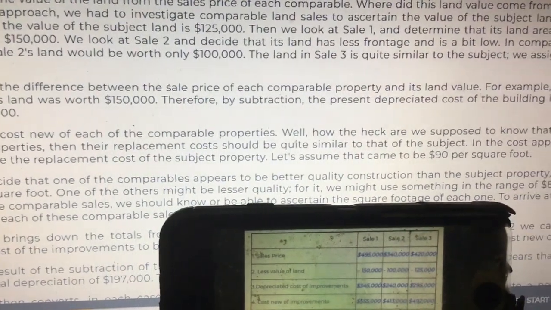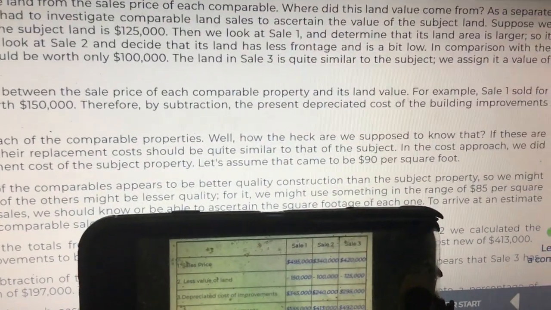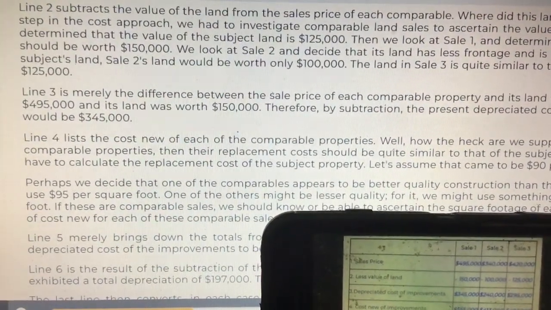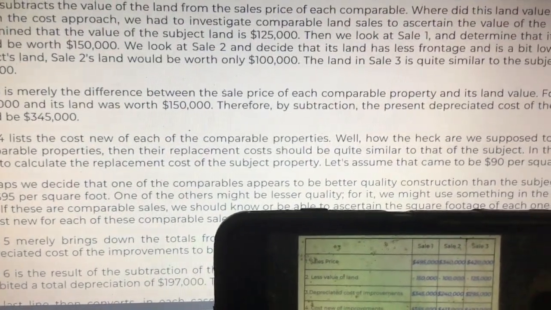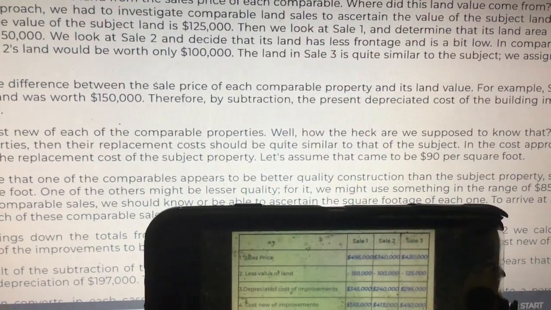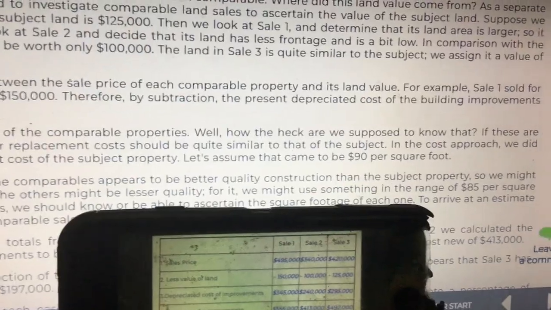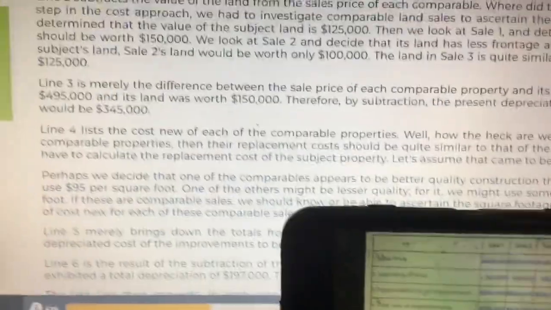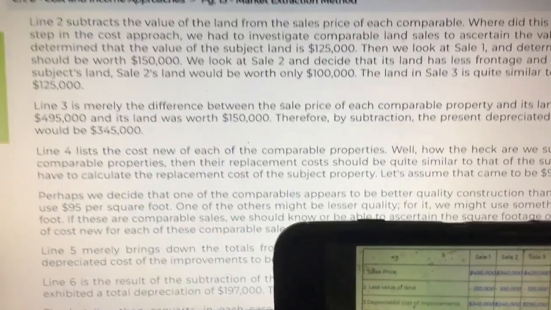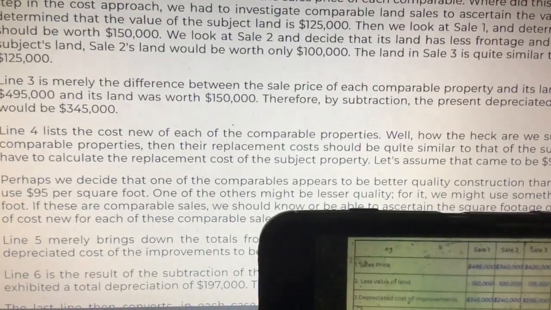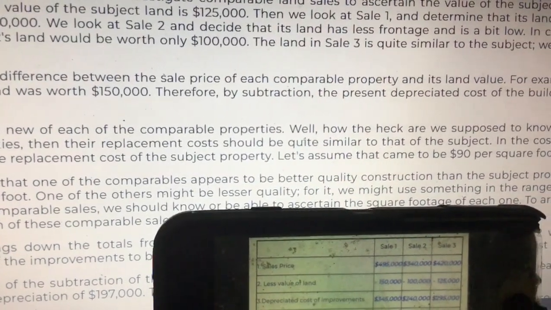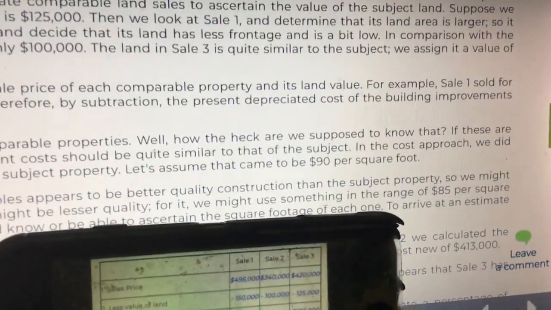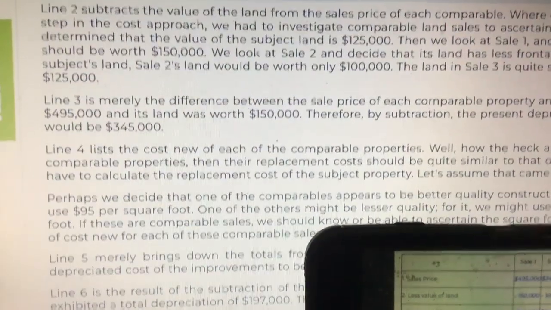Then we look at sale 1 and determine that its land area is larger, so it should be worth $150,000. We look at sale 2 and decide that its land has less frontage and is a bit low in comparison with the subject's land. Sale 2's land would be worth only $100,000. The land in sale 3 is quite similar to the subject. We assign it a value of $125,000.